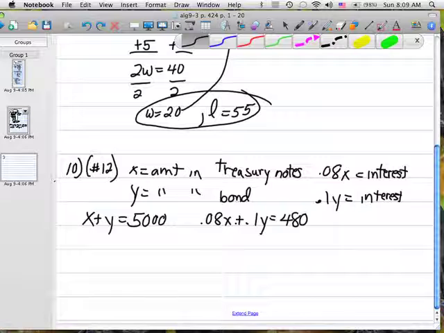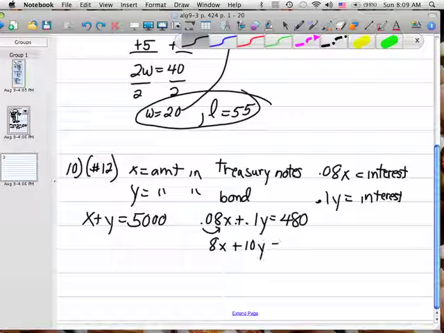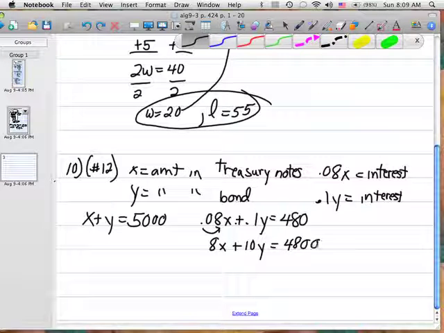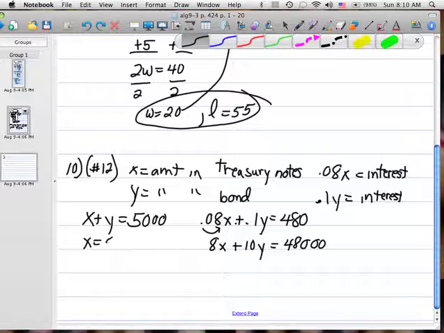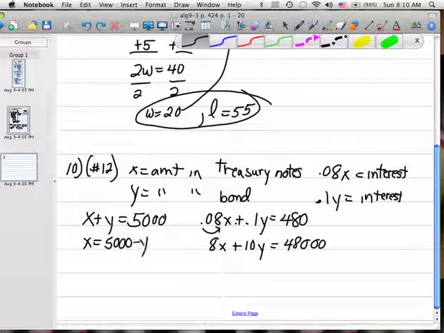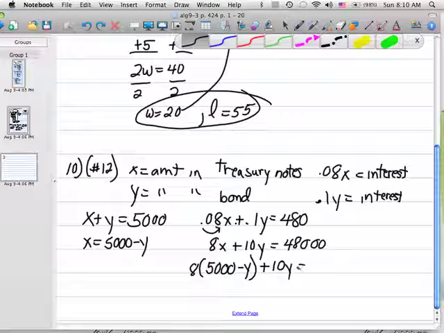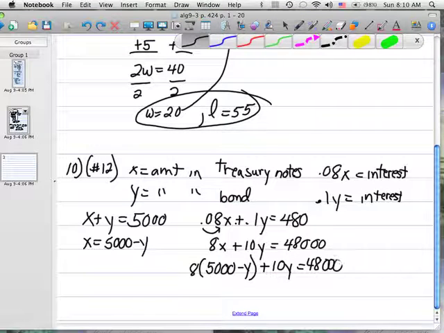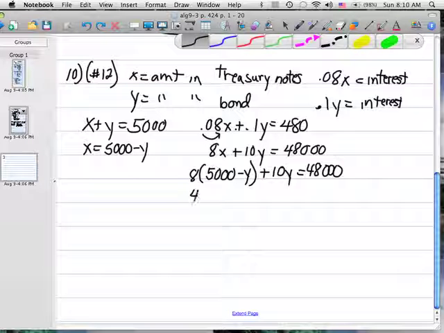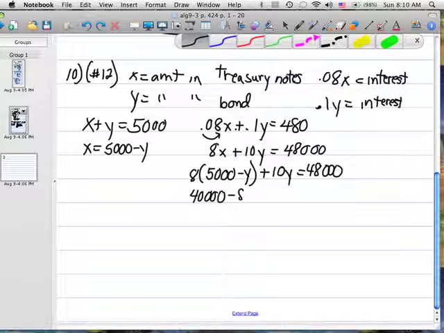I'm going to move the decimal points over in this second equation, moving it over 2. Over 2 would be 10Y, and over 2 would add 2 zeros. I'm going to solve for X over here, so we get 5,000 minus Y. Substituting it in for X here, 8 times 5,000 minus Y plus 10Y equals 48,000. Distributive property gives me 40,000 minus 8Y plus 10Y equals 48,000.